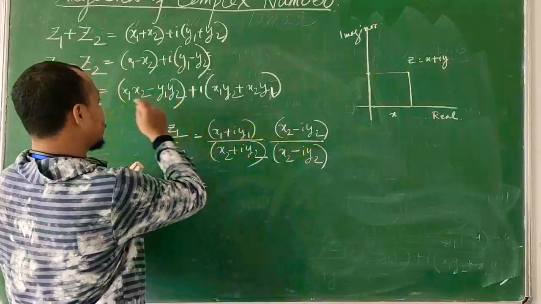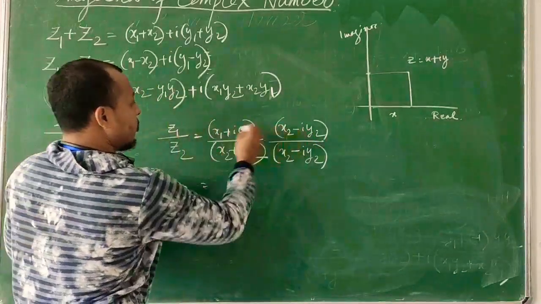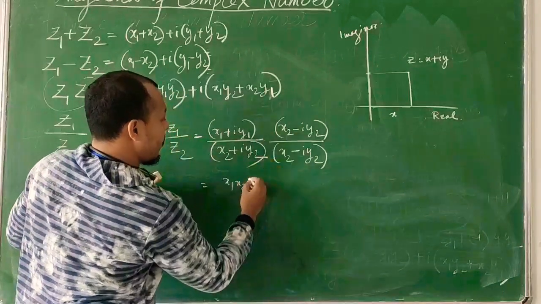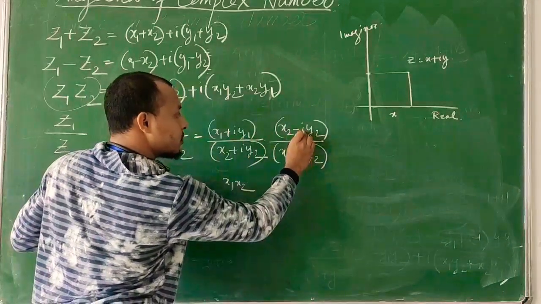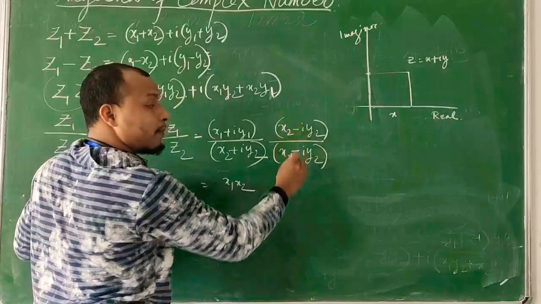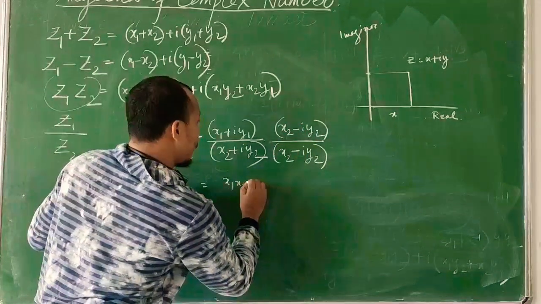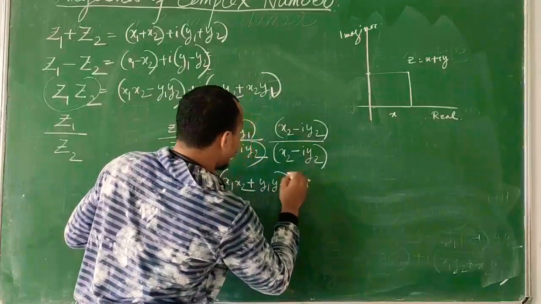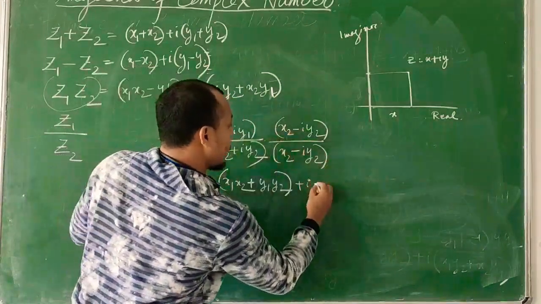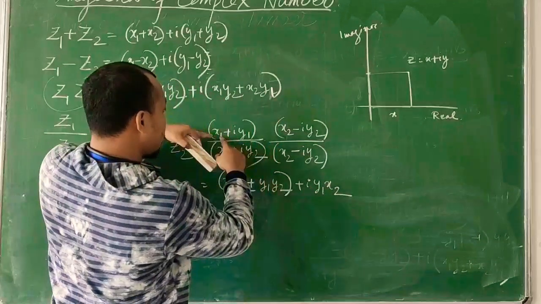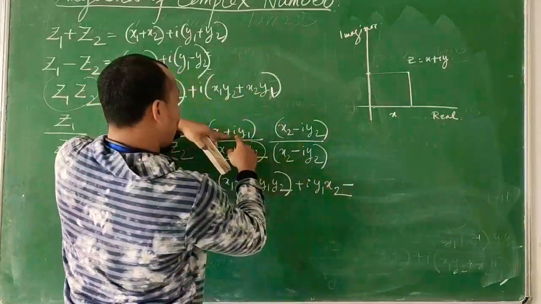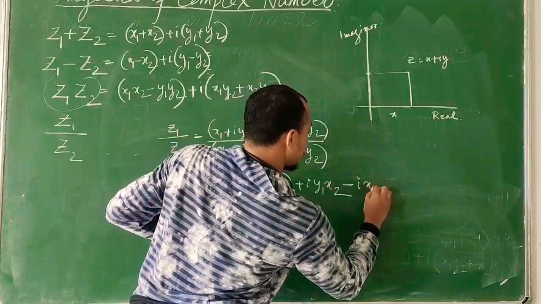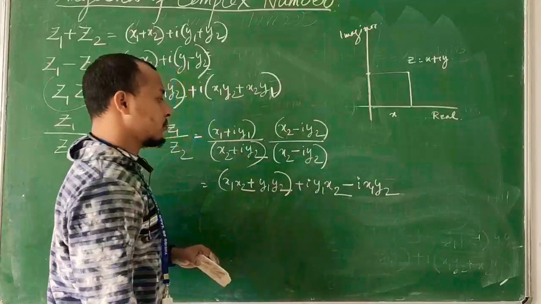Now this is a usual multiplication. From this one we can multiply: x1 x2, then i into i, minus i square, and minus i square is equal to 1. So plus y1 y2, the real part. Then plus i into y1 x2 with minus i into x1 y2.